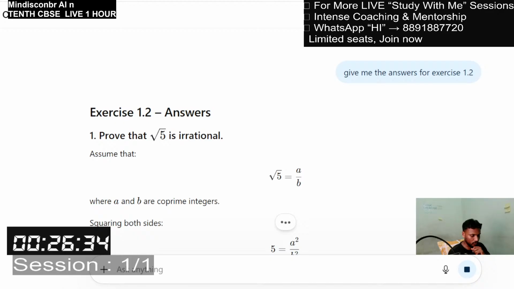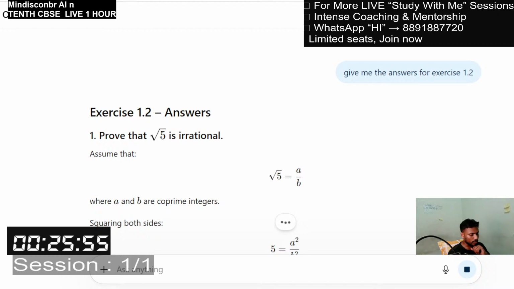So by cross multiplying we will get root 3 b is equal to a. Then squaring on both sides and rearranging, we will get 3b square is equal to a square. This shows that a square is divisible by 3. Since 3 divides a square, 3 also divides a by theorem 1.2. So we can write a is equal to 3c for some integer c.